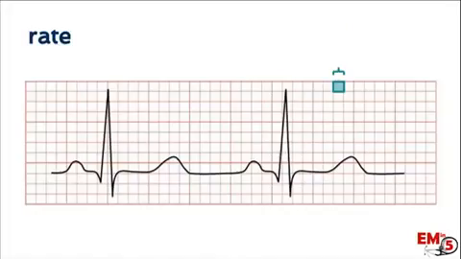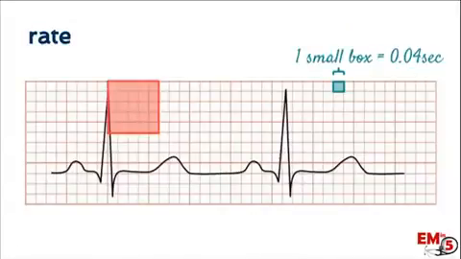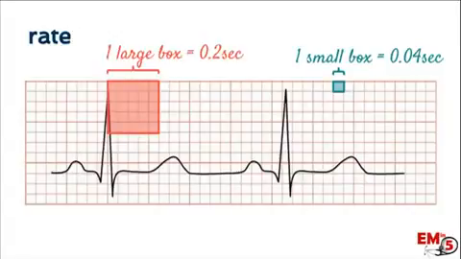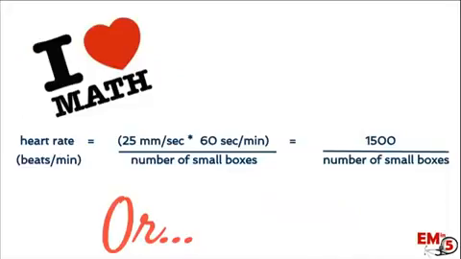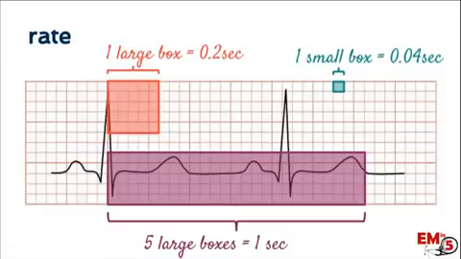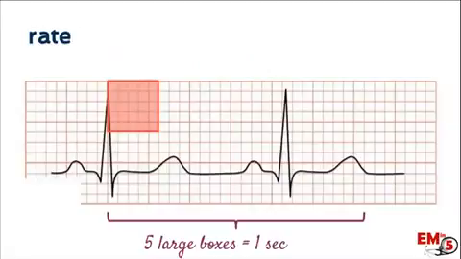So let's start off with rate. Each small box is 0.04 seconds, which means a big box, which is 5 by 5 of the small boxes, is 0.2 seconds, which means it takes 5 large boxes to equal 1 second. Now, if you really love math, you can get out your calculator every time you look at an EKG, count up the number of small boxes between each QRS complex, and that'll give you a beats per minute or your heart rate. Or you can use this nifty method of just identifying the large boxes between each QRS complex.